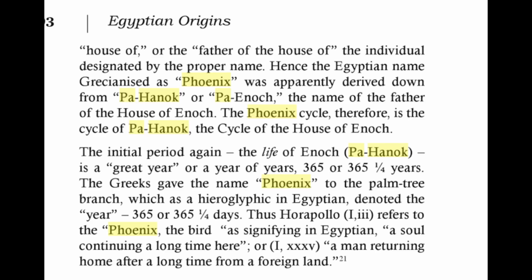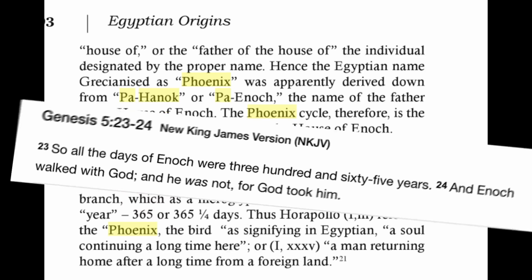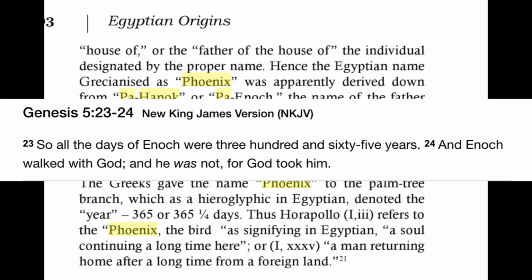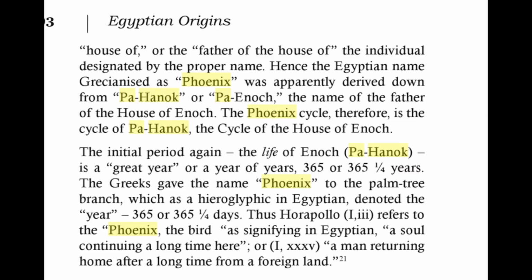Thus, Horapollo refers to the phoenix, the bird, as signifying in Egyptian a soul continuing a long time here, or a man returning home after a long time from a foreign land. So you see how they related the phoenix to Enoch and why. Remember, as it says in Genesis 5, Enoch walked with God. He didn't die. He walked with God when he was 365 years, right? Just like the great year of the palm tree, the Egyptian hieroglyphic, which is 365. And it's of a soul continuing a long time, since all these people, the patriarchs, especially Enoch, because he didn't die, lived a long time, and Enoch actually didn't die, so his soul did continue for a long time. And a man returning home after a long time from a foreign land, so he did go up to heaven, and he came back.